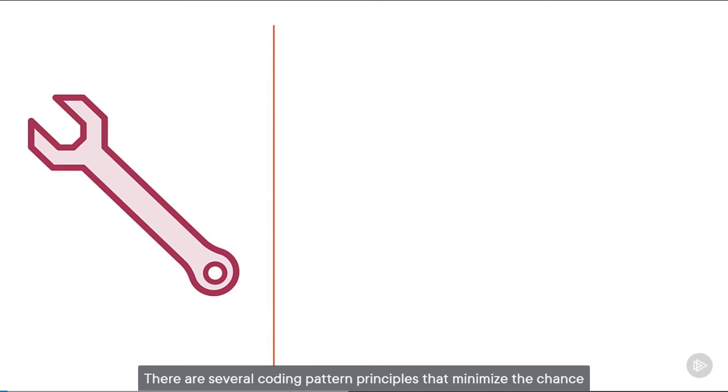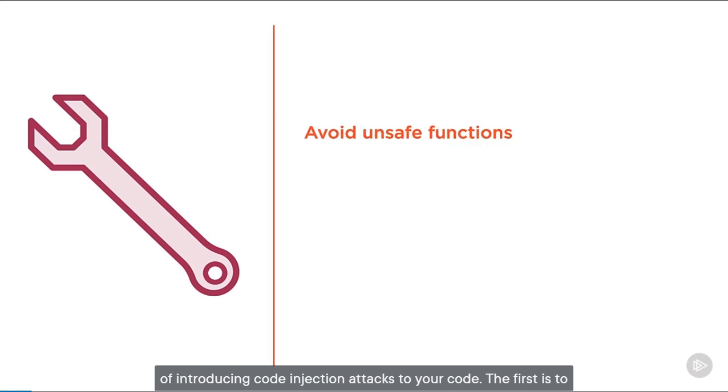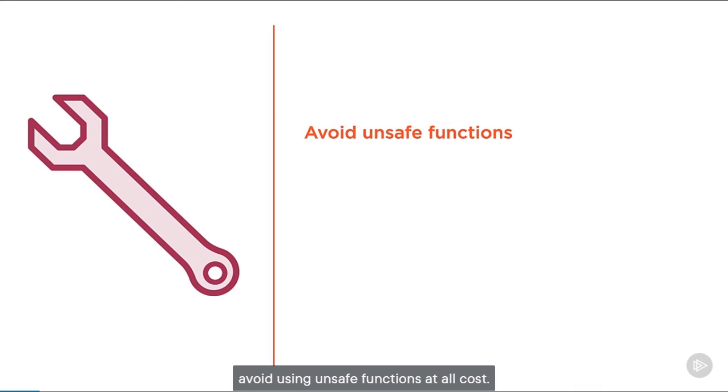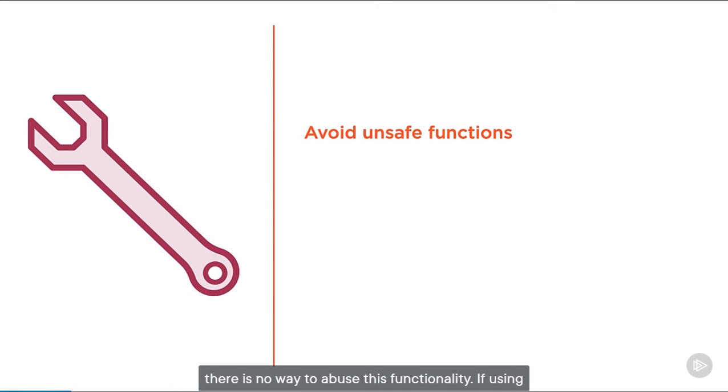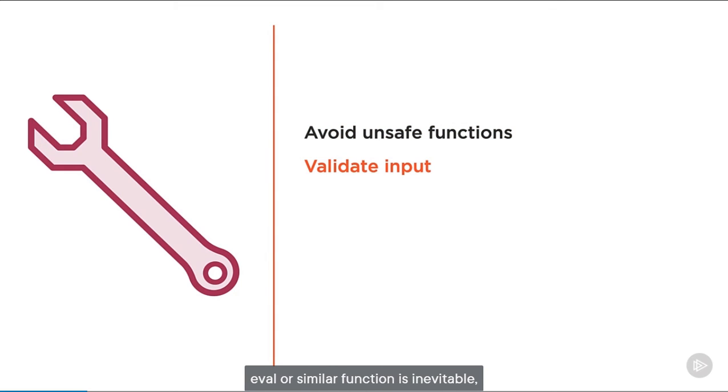There are several coding patterns and principles that minimize the chance of introducing code injection attacks to your code. The first is to avoid using unsafe functions at all costs. If there is no way to dynamically execute JavaScript code, there is no way to abuse this functionality. If using eval or a similar function is inevitable, we should validate the input data very carefully.